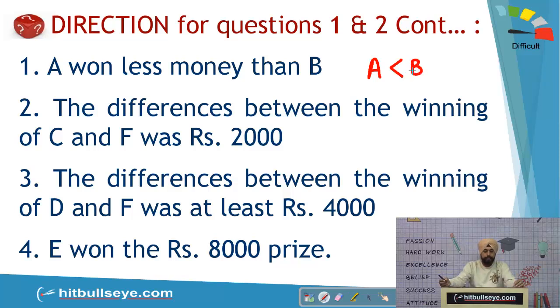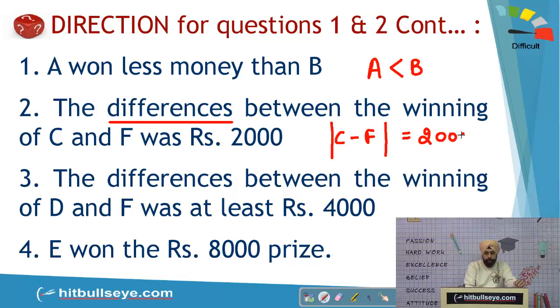It says the difference between C and F was 2,000. Now mind it students, the word used is difference. Difference is a modulus function. So basically it tells us that one of C and F must be 2,000 more than the other. It could be that C has got 2,000 more. It could be that F has got 2,000 more.